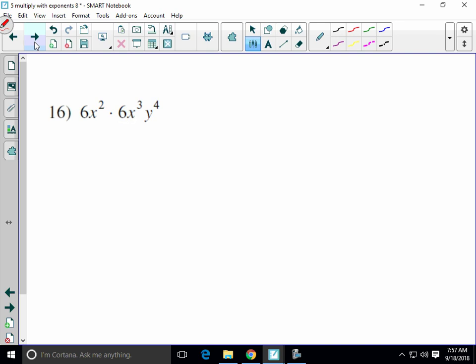Okay, let's handle the numbers first. 6 times 6 is 36. The x squared, I'm going to multiply it by the x to the third. They have the same base, and I'm going to add those exponents. 2 plus 3 is 5. The y doesn't have anything to multiply it by, so I'm just going to carry it down. Y to the fourth.